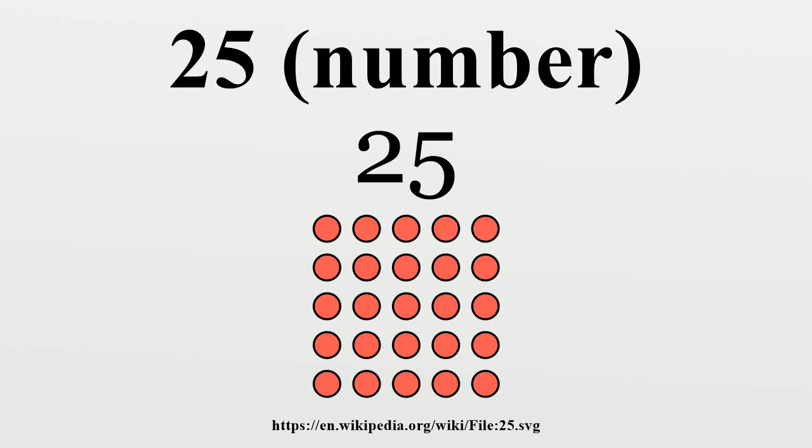25 is the natural number following 24 and preceding 26. In mathematics, it is a square number, being 5² equals 5 times 5. It is the smallest square that is also a sum of two squares. 25 equals 3² plus 4². Hence it often appears in illustrations of the Pythagorean theorem.